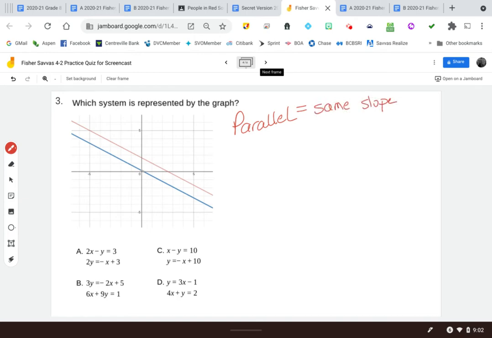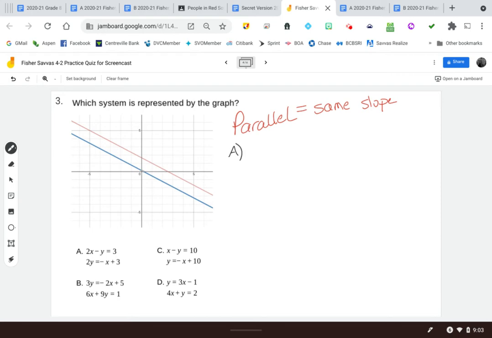So if these two lines have the same slope, I'm going to look at all of these systems of equations and see which system actually has the same slope. You have many ways that you could do that. If you write all of the equations in standard form, you'll be able to see the slope. Remember, the slope would be the opposite of a over b. But I know that many of you like to change these equations into slope-intercept form, so that's how I'm going to solve these.